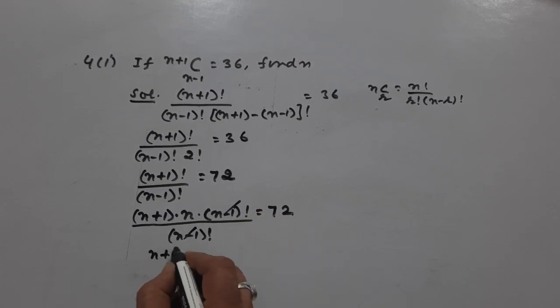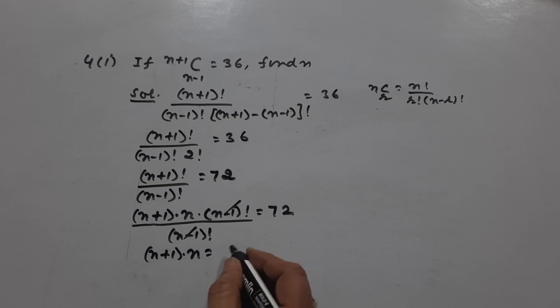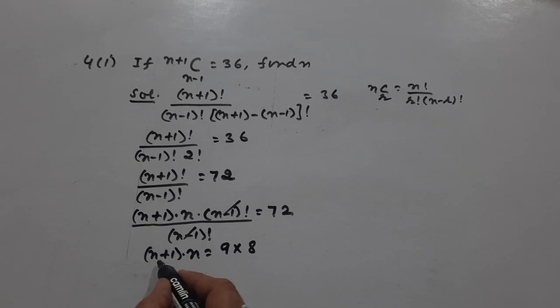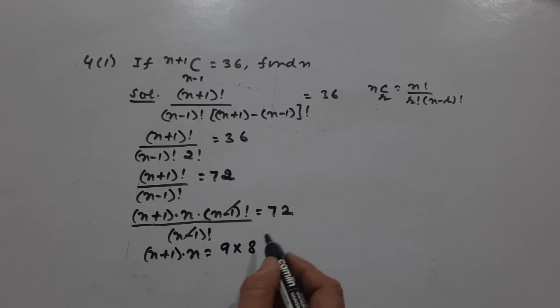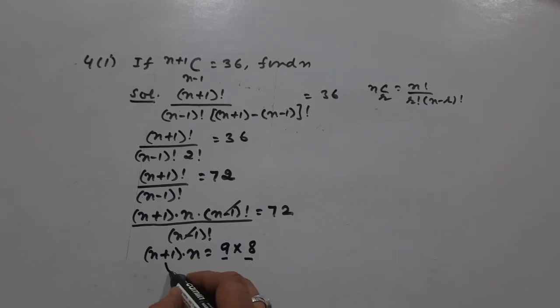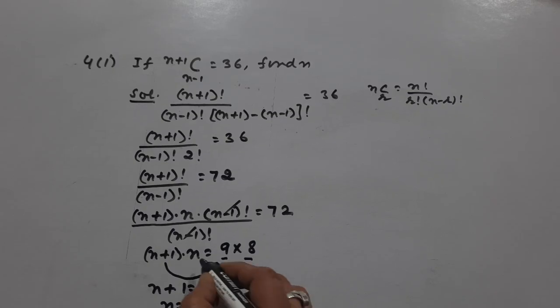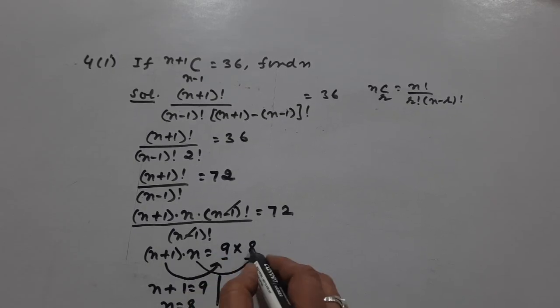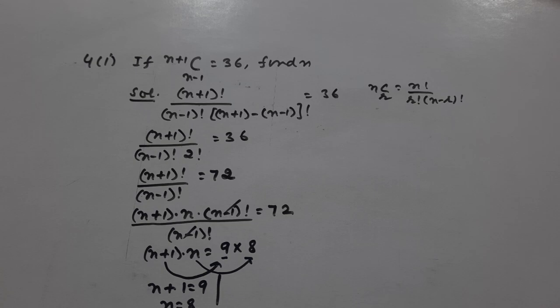Now (n+1) into n equals 72. We can write 72 as 9 into 8. Now (n+1) into n are in descending order, so we write 72 as a product of two consecutive numbers in descending order. Now 9 and 8 are consecutive numbers in descending order. So comparing, either n+1 equals 9, so n equals 8, or we can compare directly n equals 8, so n equals 8 in both cases.